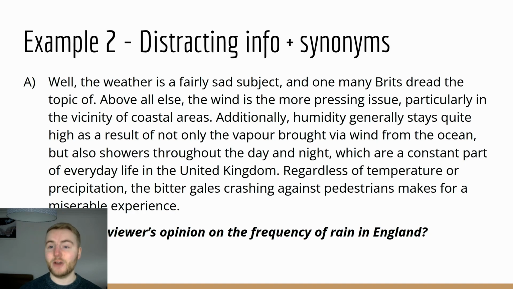Okay, time up then. Hopefully you've found the answer and hopefully it didn't take you too long. Here is the correct answer. Okay, when we're scanning, I'm looking for frequency, rain or showers. Okay, this is a word that describes a type of rain in English. And it says constant part of everyday life. Hopefully you got this question correct. The reviewer's opinion is that rain is frequent in England. In fact, it's a constant part.